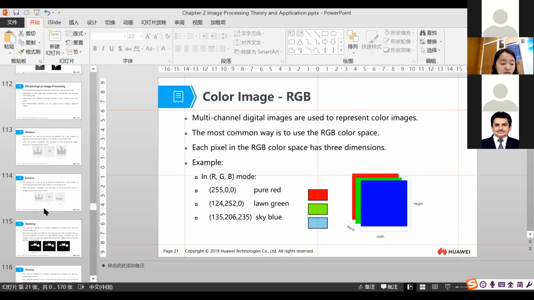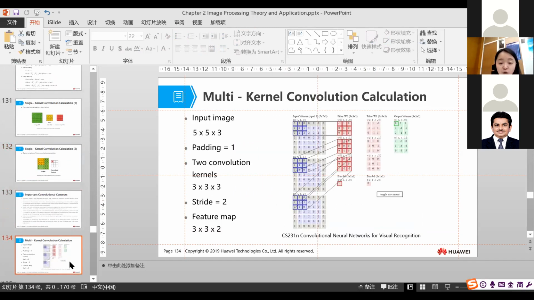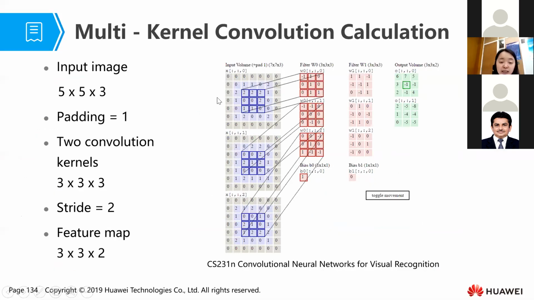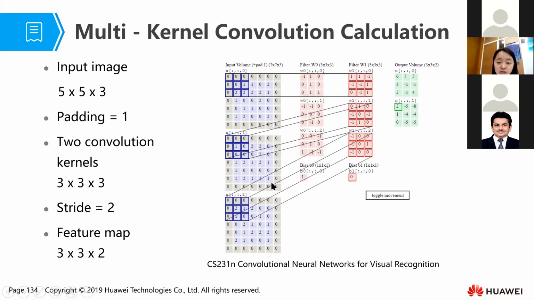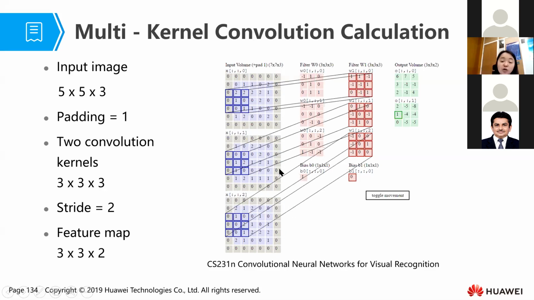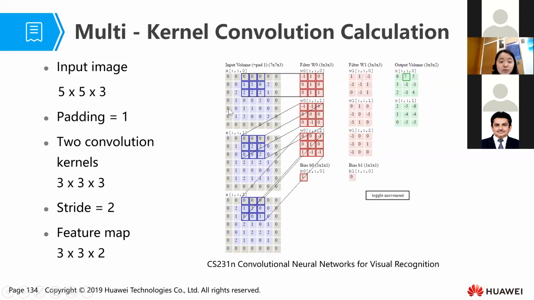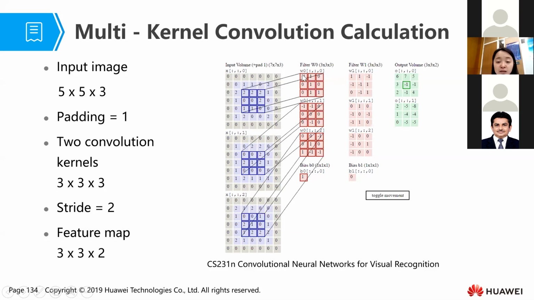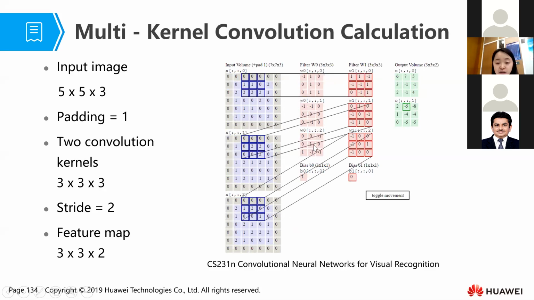The example we just viewed is an example of a grayscale image. If we want to do convolutional calculation on a color image, here is an example. An RGB image has 3 channels, which means it has 3 matrices: the first matrix, the second matrix, and the third matrix. So how do we do convolutional calculation? Since the image is multi-channel, the filter is also multi-channel. The filter has 3 channels.